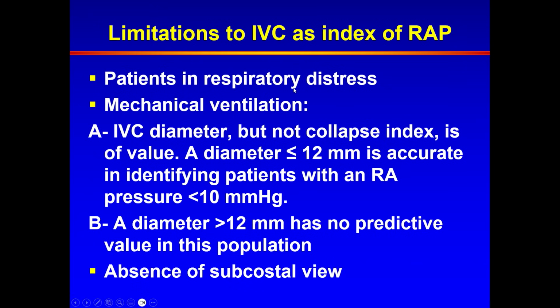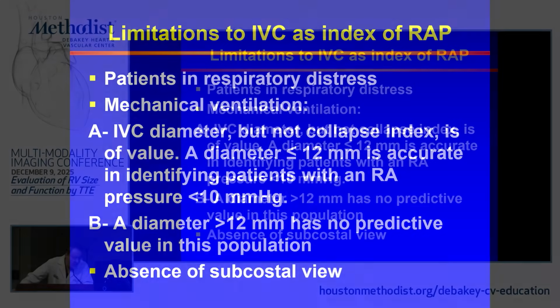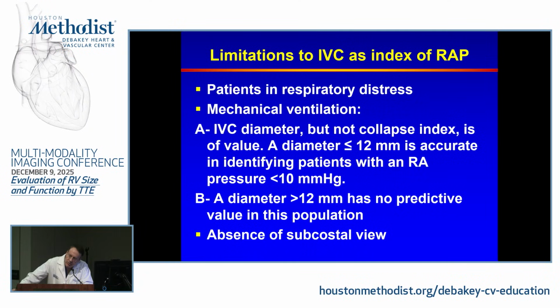The limitations are in patients in respiratory distress, who cannot do good breathing and cannot do sniffing. Mechanical ventilation is only useful if you end up with a diameter of at most 12 millimeters. In that scenario, RAP is less than 10. More than that may be associated with normal RAP or elevated RAP, so not enough. Of course, post-op, somebody doesn't have subcostal views, you cannot rely on it.